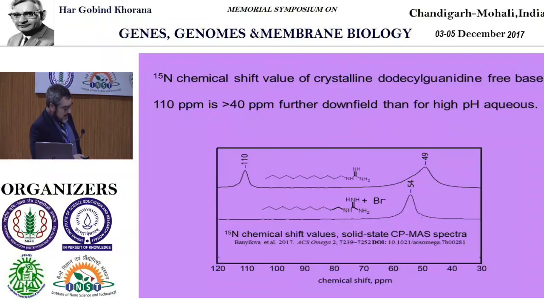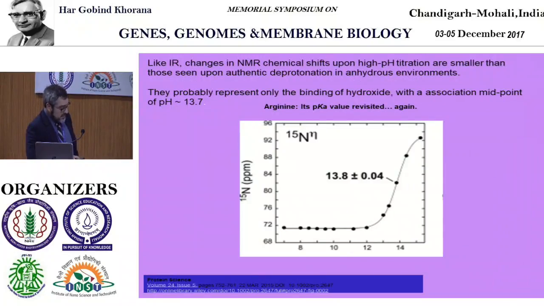Now, this separation of 60 ppm between the amino and imino protons is much greater than anyone has ever observed for arginine or other derivatives of it. And in fact, it again is much larger than the shifts that are occurring for arginine as you go through this titration at around pH 13.8.